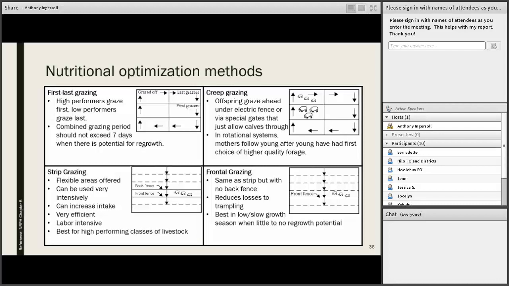First-last grazing systems stock groups of animals separately based on their nutritional performance needs. Examples of this might be grazing heifers or grass finishing steers ahead of the cow herd in the first grazer's bunch, and then the cow herd would be in the last grazer's bunch. Another option would be where lactating dairy cows are grazed ahead of heifers and dry cows. In order to avoid reducing plant vigor, the combined grazing period for this type of system between the two groups should probably not exceed about 7 days.